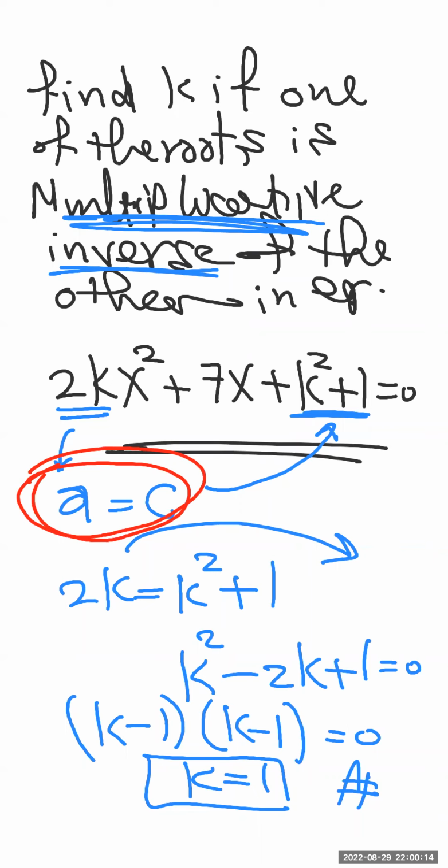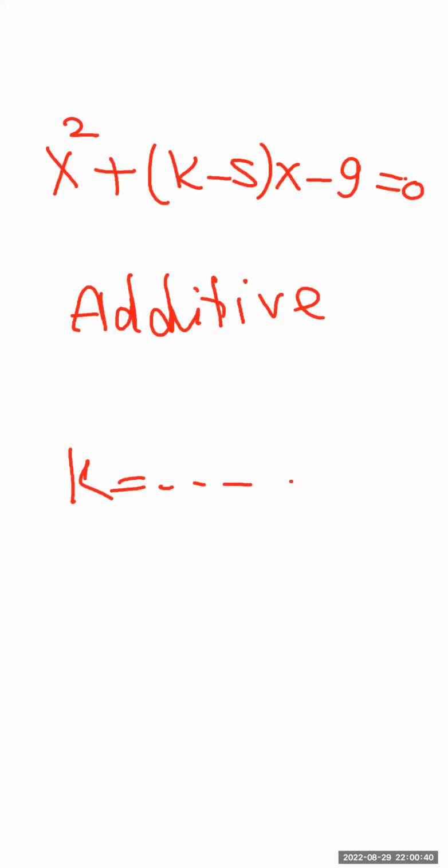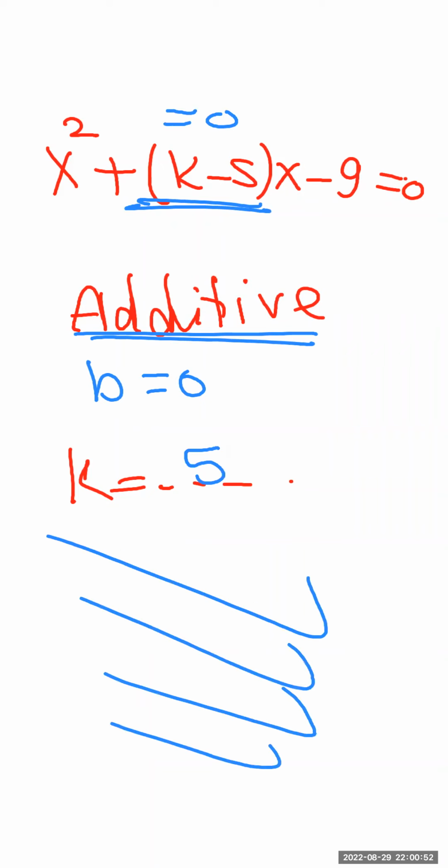Okay. Now another point. x squared plus (k minus 5)x minus 9 equals 0. Here, one of the two roots is the additive inverse of the other. So k equals what? Additive inverse, so b equals 0. So k minus 5 equals 0, so k will equal 5. Okay, guys, clear? Yes, clear.